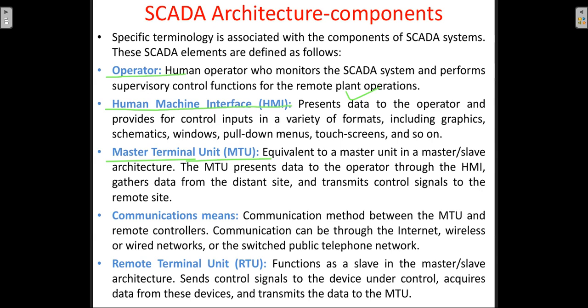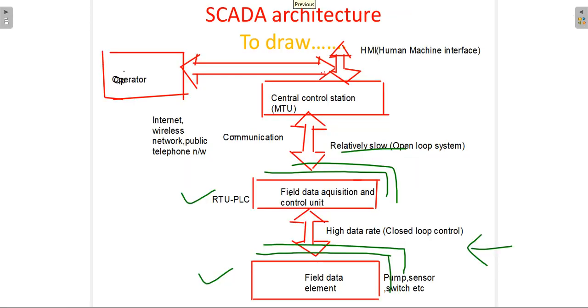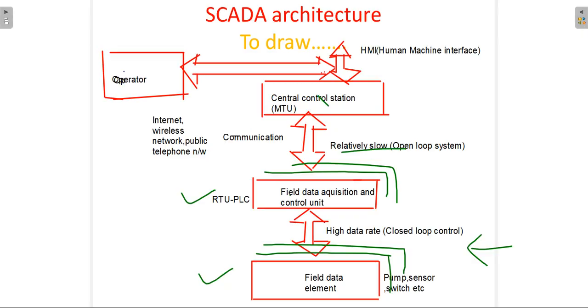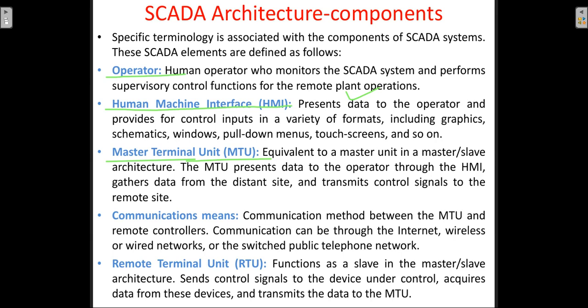The MTU presents the data to the operator through the HMI. You can see here, MTU presents the data to the operator through the HMI, human machine interface. It gathers the data from the distant site and transmits control signals to the remote site. So now you gather the data here, then it will transmit. Anyway, that particular thing is not shown here, but you can definitely take something like this. It transmits the information, whatever it has got, the control signals, to the remote site.